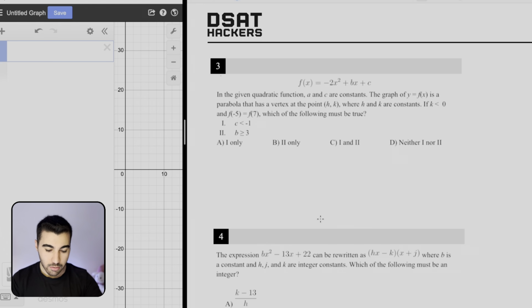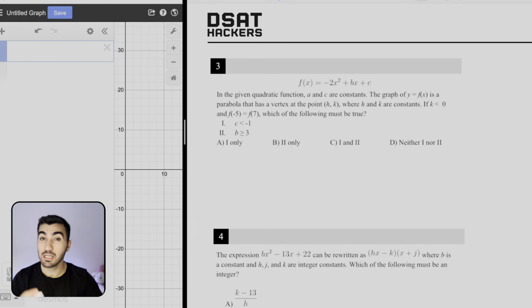Question 3, in the given quadratic function, a and c are constants. The graph of y equals f of x is a parabola that has a vertex at (h, k), and k is negative, and we have this. Which of the following must be true? Before solving this question, please pause the video and do it yourself, and let me know in the comments if you were able to solve the question or not. If you know other ways to solve it, let me know as well. So now pause the video, do it yourself, and then check the answer.